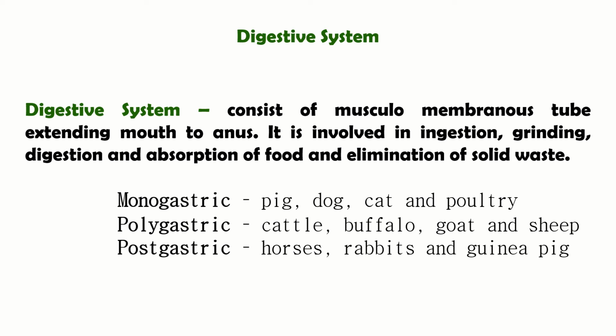However, yung mga polygastric or tinatawag nating ruminants, sila yung merong multi-compartments or meron silang compound stomach para ma-utilize nila na maayos yung kinakain nilang grasses. Okay? While the postgastric animals such as horses and rabbits and guinea pigs, kumakain din sila ng grasses pero wala silang compound stomach. Pero meron silang functional cecum para ma-utilize din nila yung kinakain nilang grasses. Okay, so let's explain that further.